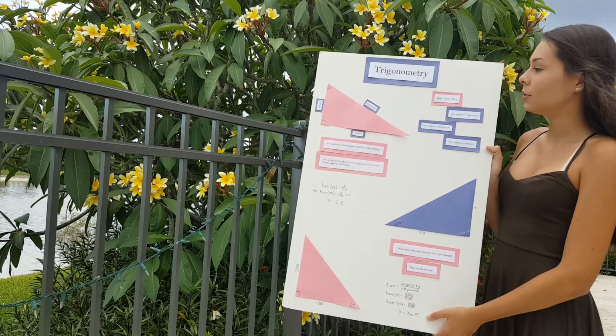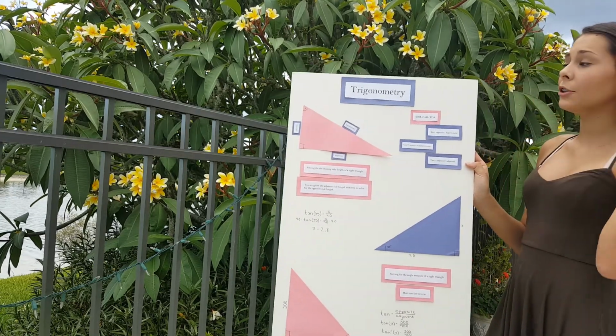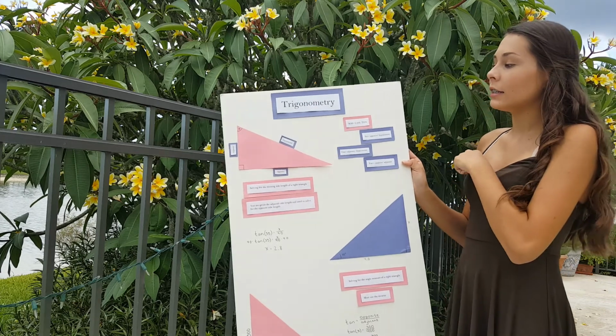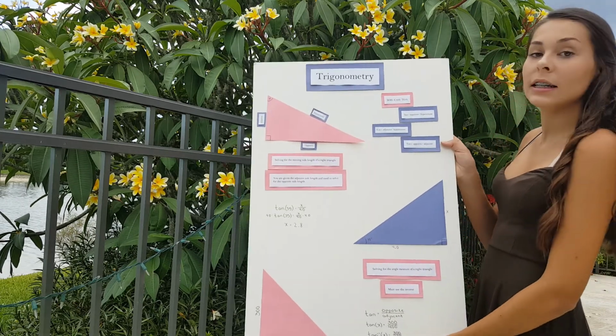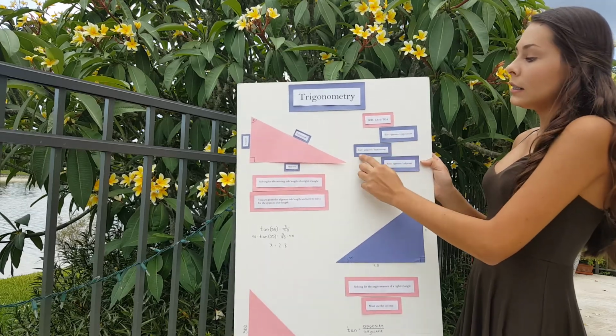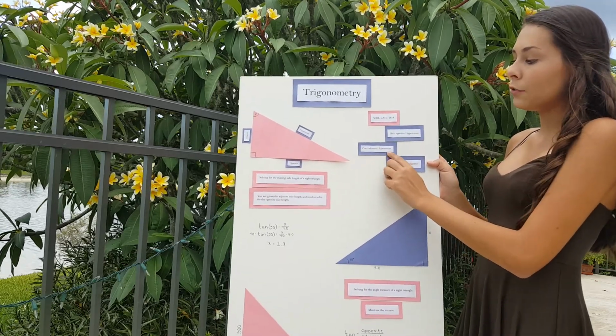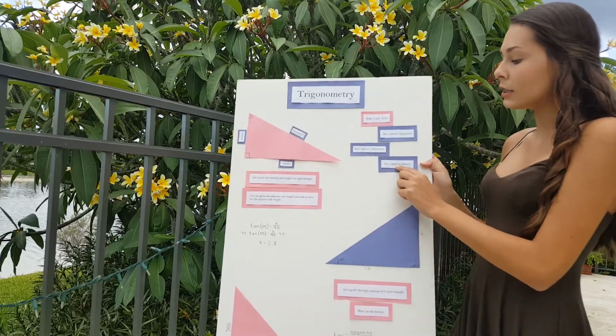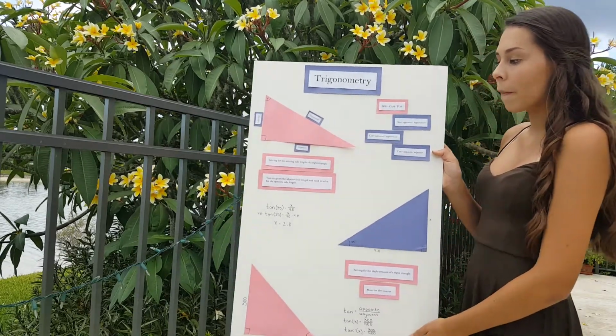Project, I chose to do trigonometry. And what I use to remember trigonometry is SOHCAHTOA, which the S stands for sine, which equals opposite over the hypotenuse. The C stands for cosine, which equals adjacent over hypotenuse. And the tangent stands for opposite over adjacent.